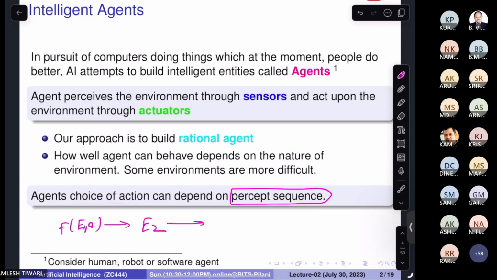Again he senses that and then performs some actions. The environment changes to E3, and by this the environment changes from one state to another. At the end, what we want is that the environment should be in some final state that we have decided on. So he wants to do that.